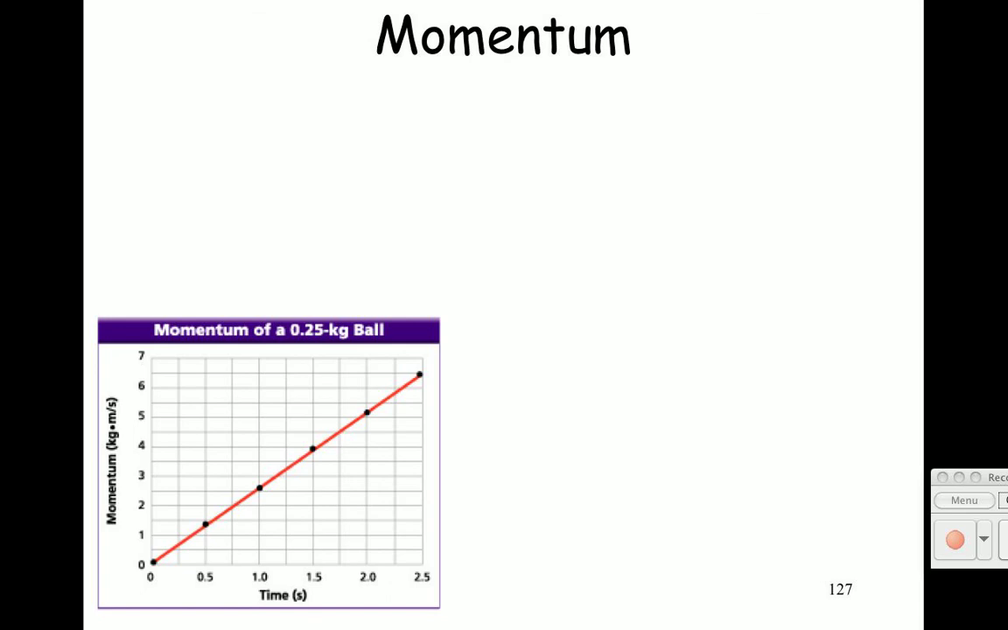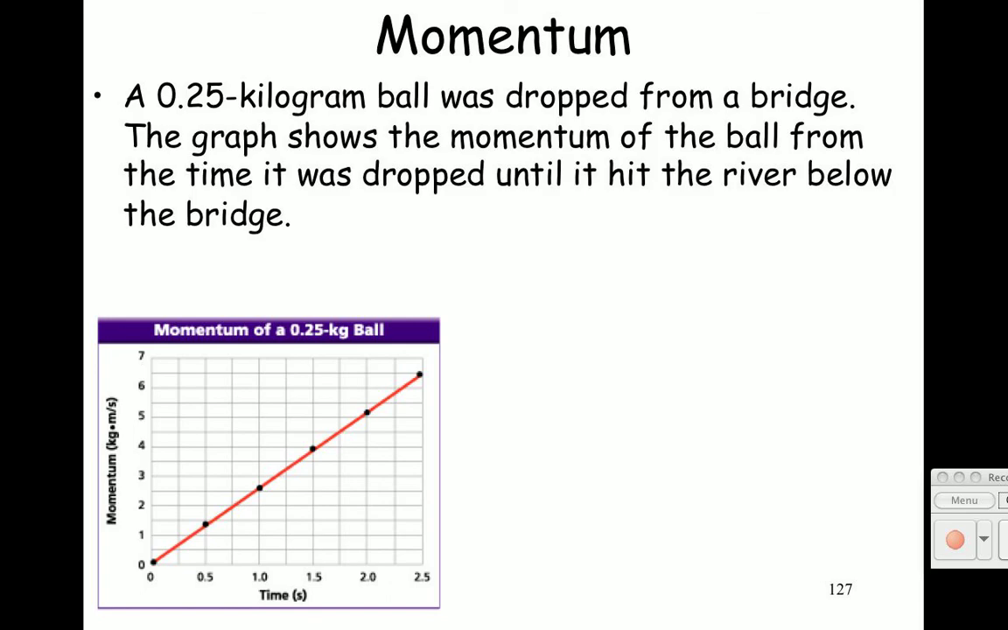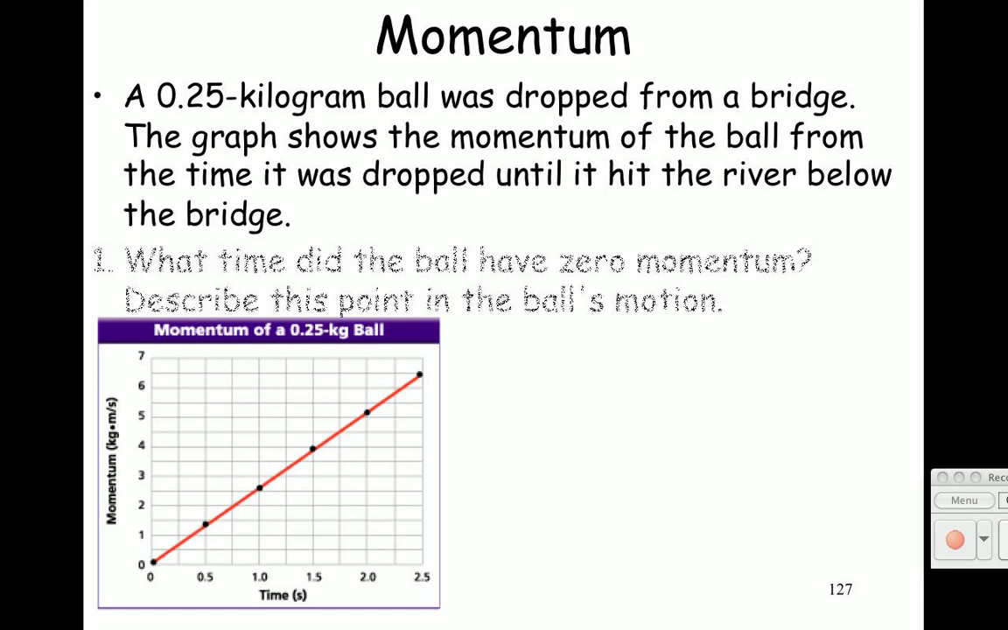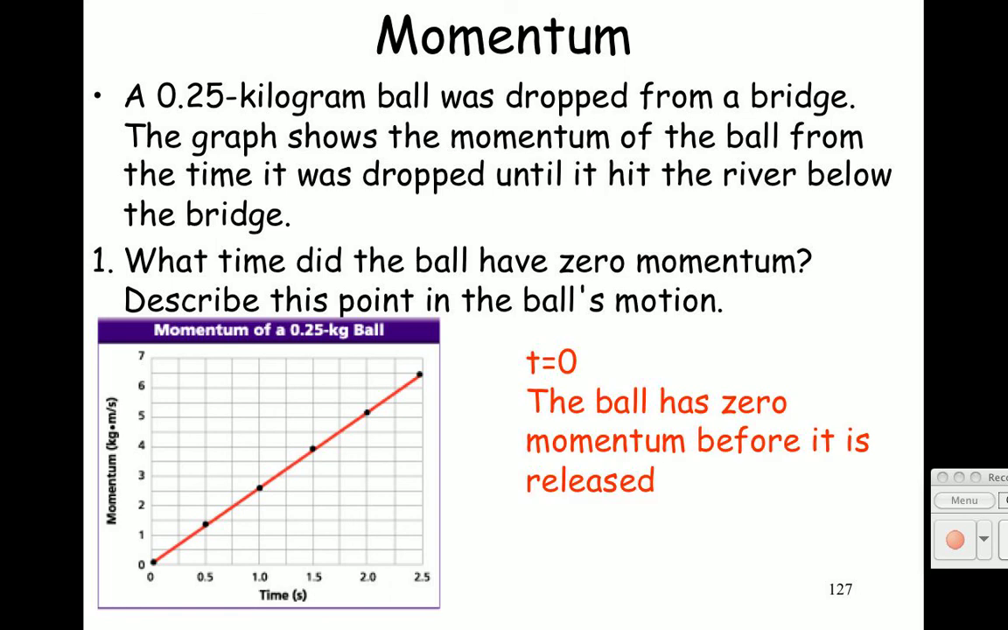So we have a momentum problem here. A 0.25 kilogram ball was dropped from a bridge. The graph shows the momentum of the ball from the time it was dropped until it hit the river below. At what time did the ball have a momentum of 0? The time that it's 0 is right here. So what is it doing at this point? It hasn't even been released yet. So t equals 0 seconds, and the ball has 0 momentum before it is released.